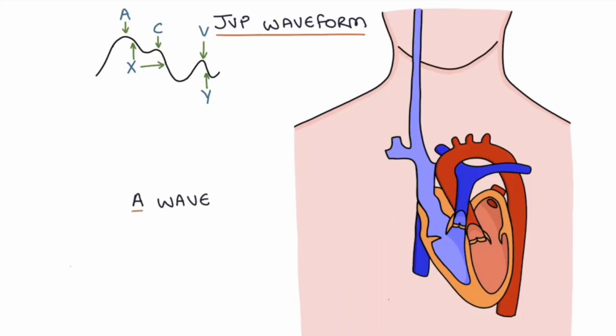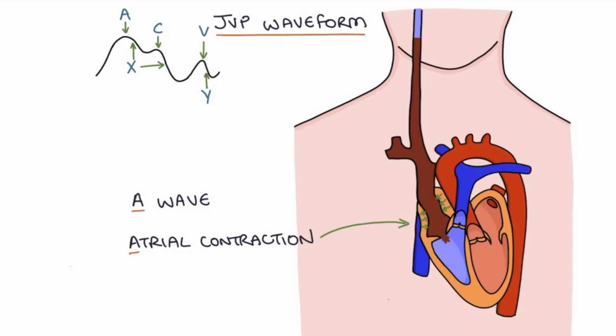The A wave happens during atrial contraction. So the right atrium is contracting against blood that's inside it, and this pushes the blood through the tricuspid valve and into the right ventricle. But the increased pressure in the right atrium not only forces the blood downwards, but also upwards so the level of the blood in the internal jugular vein rises, and this rise is the A wave.